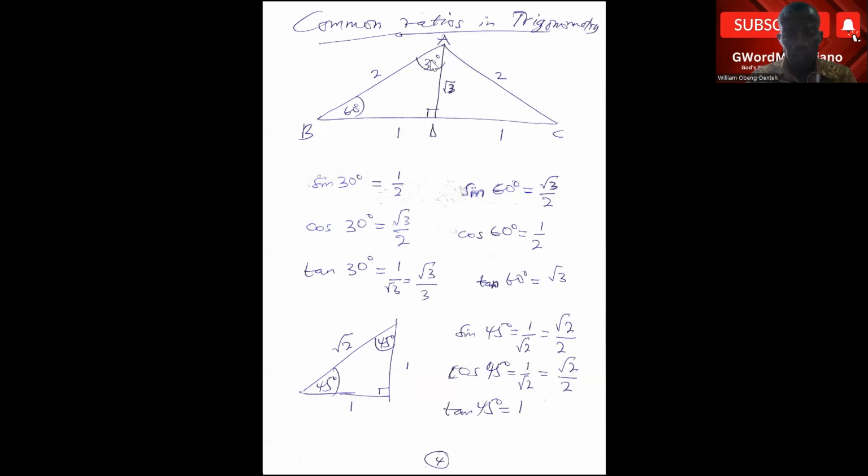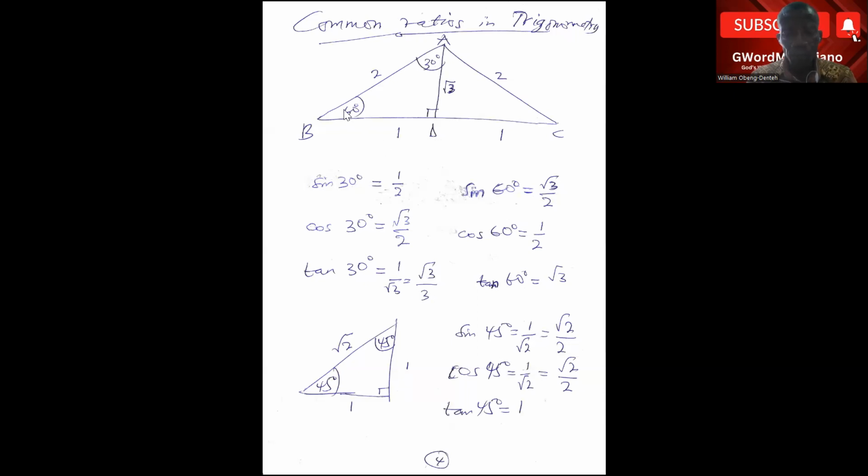And then tan 30 is also opposite over adjacent. And so we have opposite over adjacent, 1 over square root 3. And then we rationalize it. So this times square root 3, that times square root 3, and then we get square root 3 on 3.